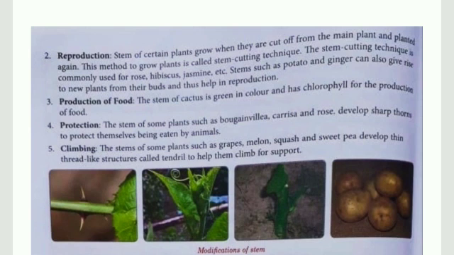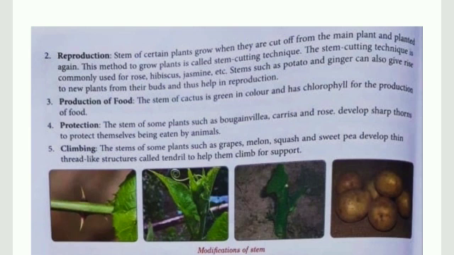Next is modification for protection. You must have seen some thorns in rose, in bougainvillea, and in cactus also. The stem of some plants such as bougainvillea, carissa, and rose develops sharp thorns to protect themselves from being eaten by animals. If there are thorns, animals will not eat them, and it protects the plant.